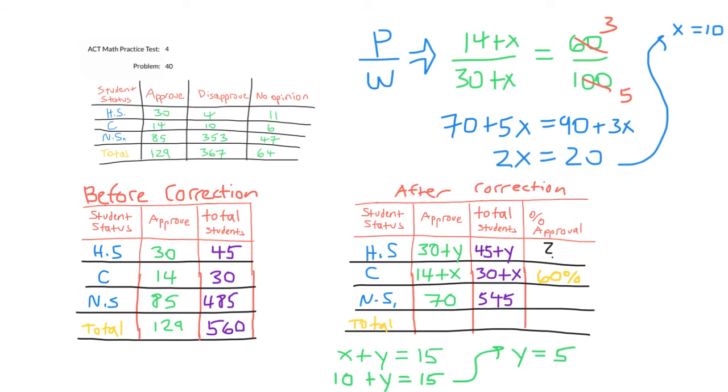Now, y is the number that we added to the approving high school students, okay? And of course, y is also the number that we added after the correction to the total high school students, okay? So that's 5. So let's make the mental note now that if y is 5, well, this is really 35 approving high school students, and this is really 50 total high school students.